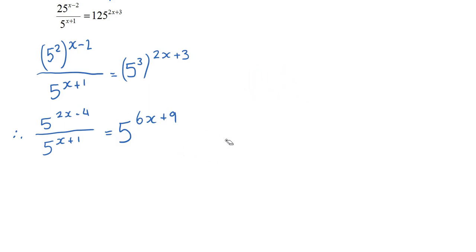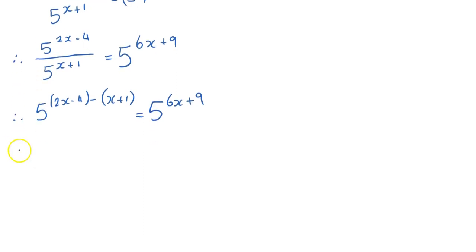Okay, I can still do a little bit of simplifying. Remember, when we divide, we take away those powers. So it'd be 5 to the power of 2x minus 4, take x plus 1. I keep both sides of the equation there the whole time so I don't lose any information. So I'm going to keep going. 2x minus x is just x, minus 4 minus 1 is minus 5. Okay, all I have on both sides is the same base, so I can drop the base out.